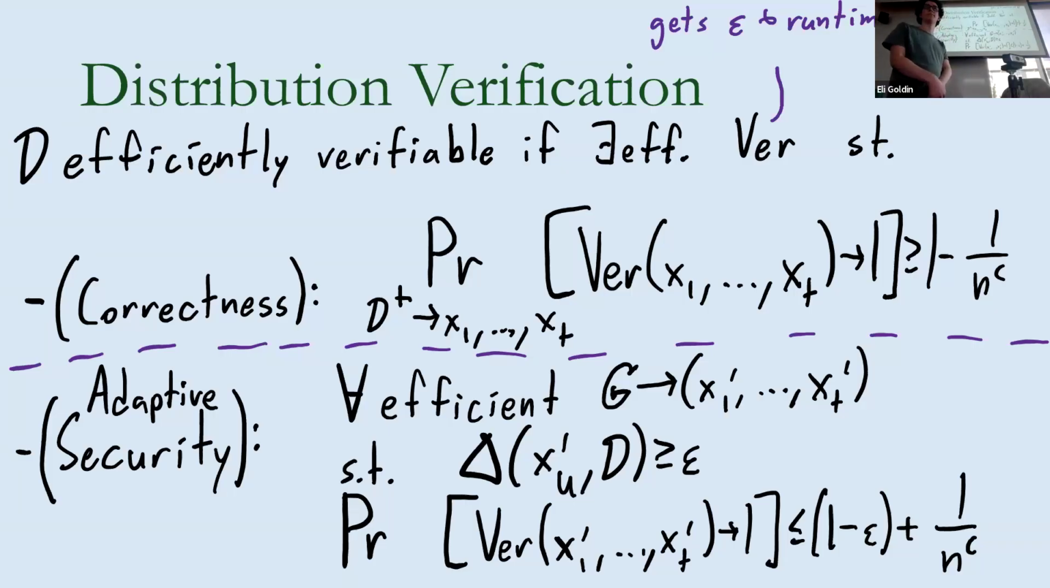Is there some kind of barrier for the general case where you have a single verifier? Is there an impossibility? I don't think so. I think you would just need to make stronger assumptions. Like if P equals NP, for example, you should be able to do it up to arbitrary.